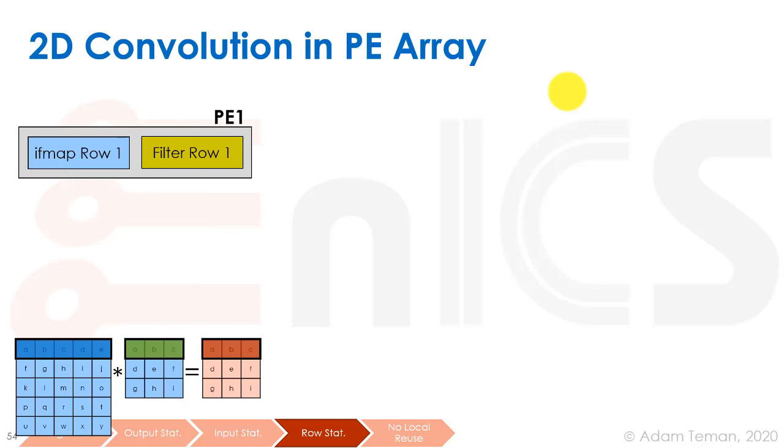So here we take our first processing element that we saw before. We have our first row with our first filter row, and that's doing this convolution over here.